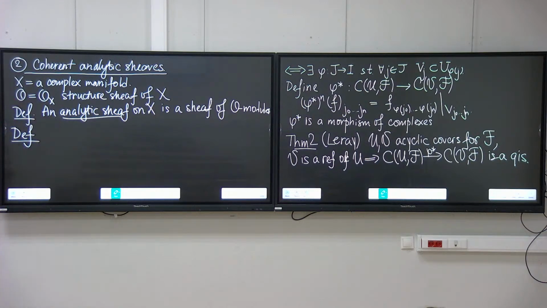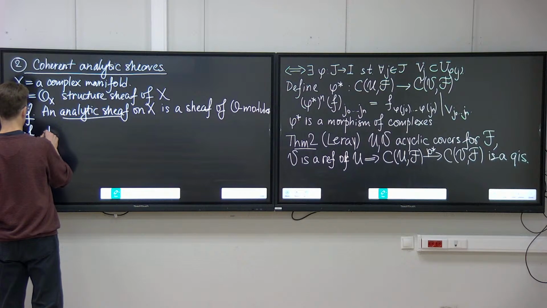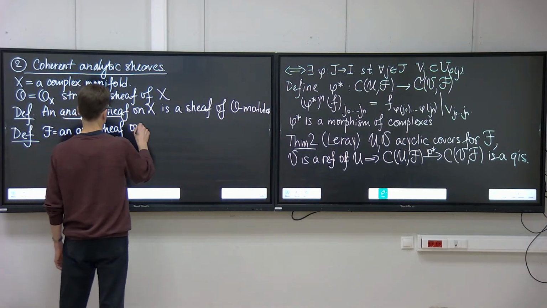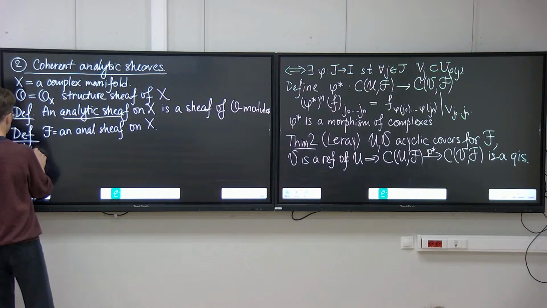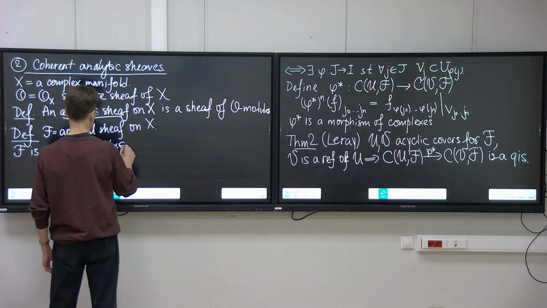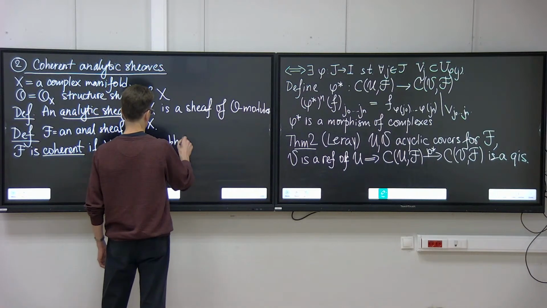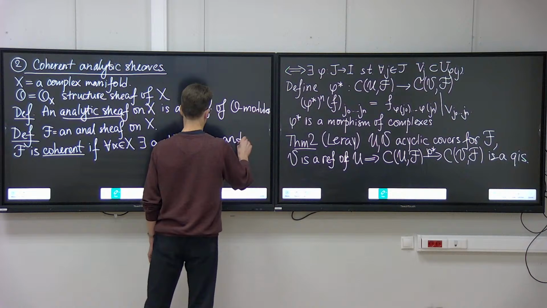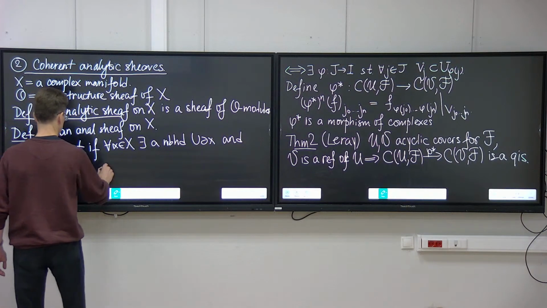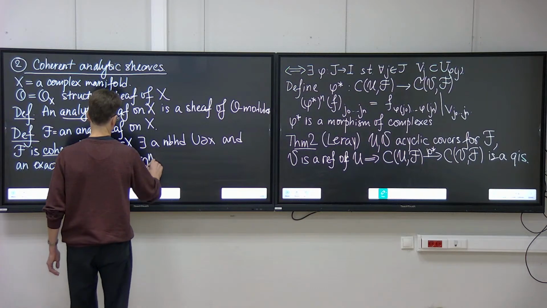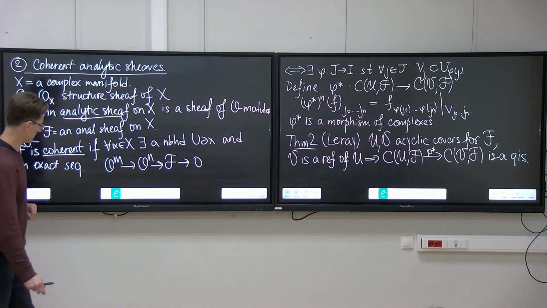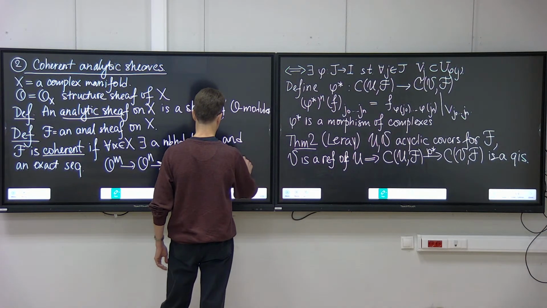And we now define a coherent sheaf as follows. If F is an analytic sheaf on X, we say that F is coherent if for every point x there is a neighborhood U of x, and an exact sequence of the following form for some non-negative integers m and n.